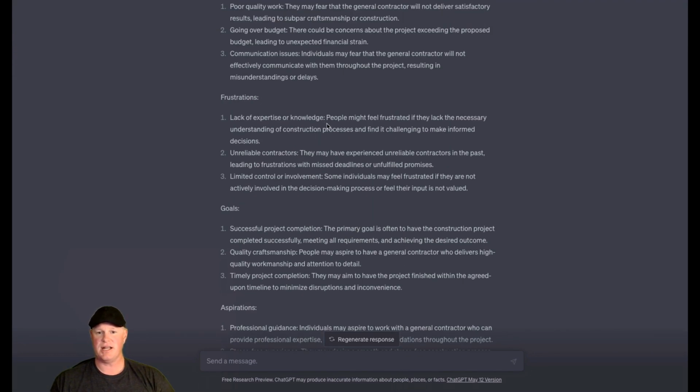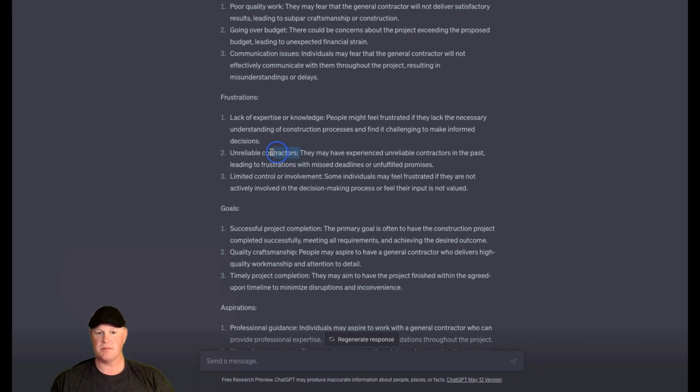What are some frustrations? Lack of experience or knowledge. So people might feel frustrated if they lack the necessary understanding of a construction process and find it challenging to make informed decisions. So in your content, you could lay out for people exactly what your process is, what the process for a specific renovation is.